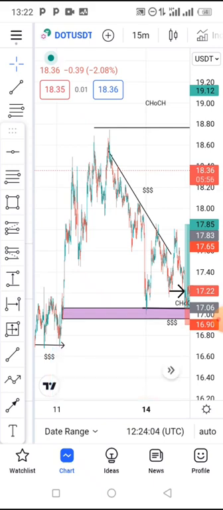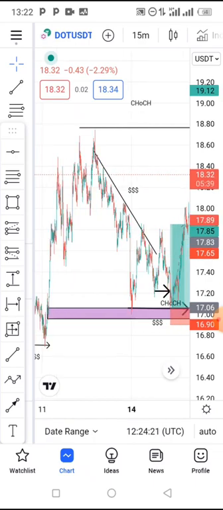We'll be looking at USDT. I'm looking at how to identify Choch, that's change of character, on a financial market chart. So today I'll be explaining with a bullish example.